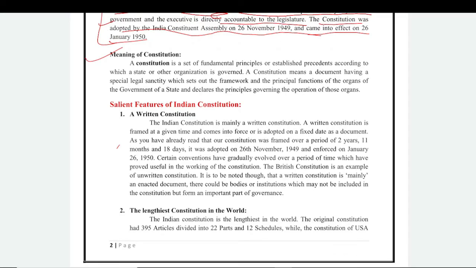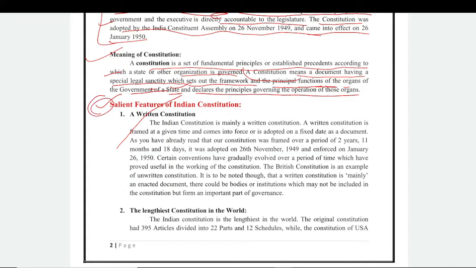A constitution is a set of fundamental principles or established precedents according to which a state or other organization is governed. A constitution means a document having a special legal sanctity which sets out the framework and the principal functions of the organs of the government of a state and declares the principles governing the operation of these organs. Salient features of the Indian Constitution.